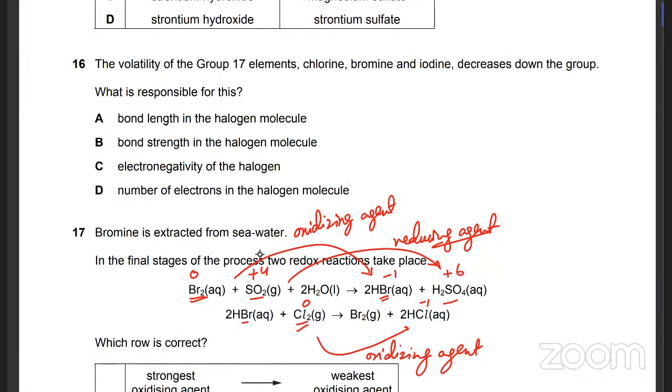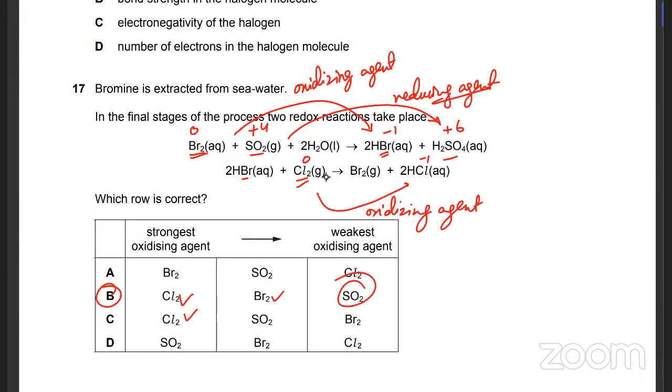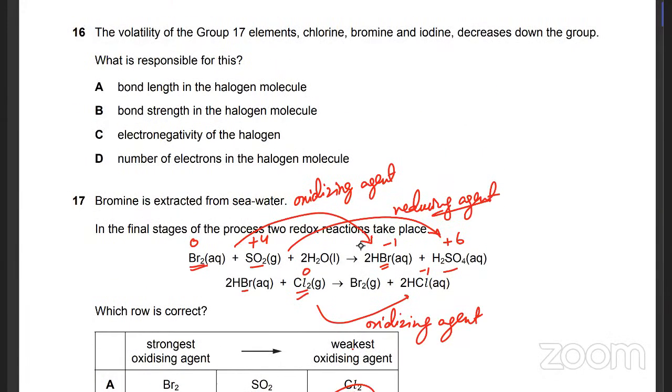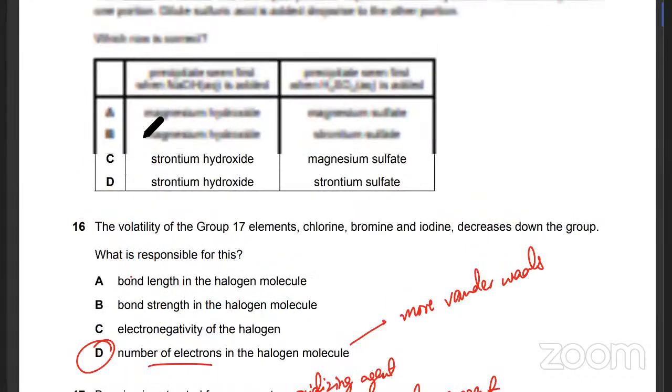The next one. Remember, although you do know from group 17 that Cl2 is the strongest oxidizing agent, maybe they give you some other elements, but they give you equations for that. So you should be able to interpret the equations. Now, the volatility of group 17 elements decreases down the group. What is responsible for this? Why does the melting point increase? Is it D? The number of electrons increases, you get bigger molecules, so you have more van der Waals forces.